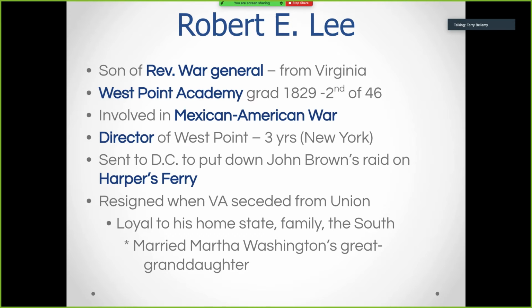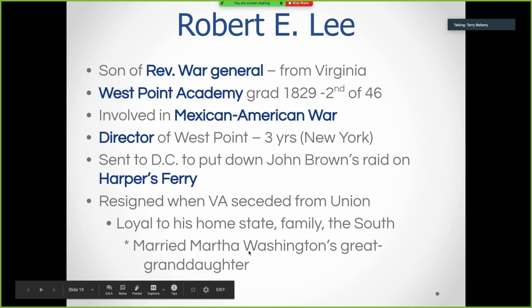He was also married to Martha Washington's great-granddaughter. Notice it doesn't say George Washington's great-granddaughter. George didn't have any children. And there's multiple reasons that he potentially didn't have kids, but those were probably discussed earlier in the year. So his family pedigree is strong.